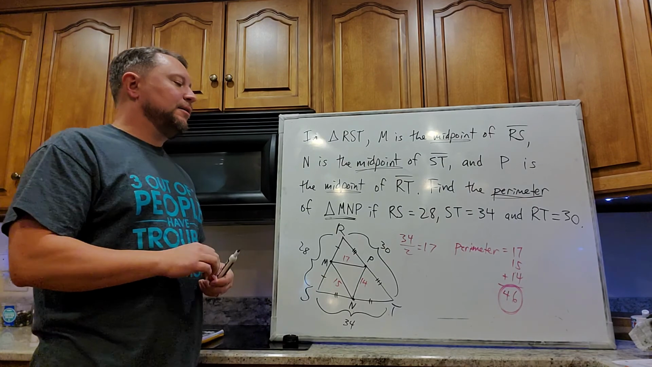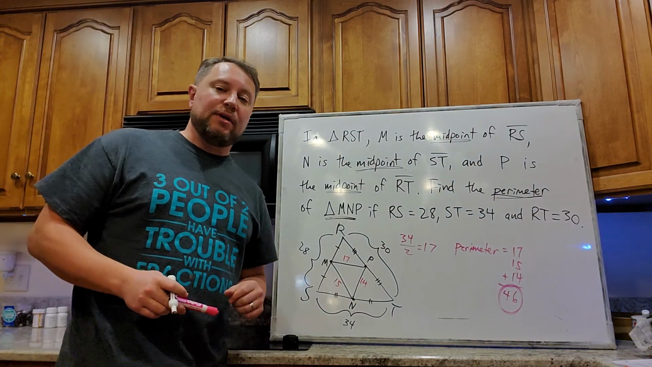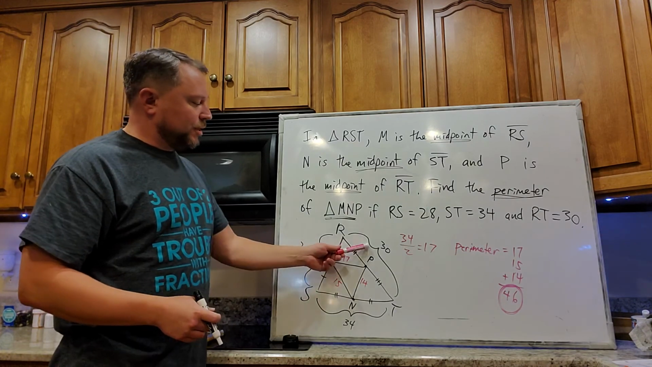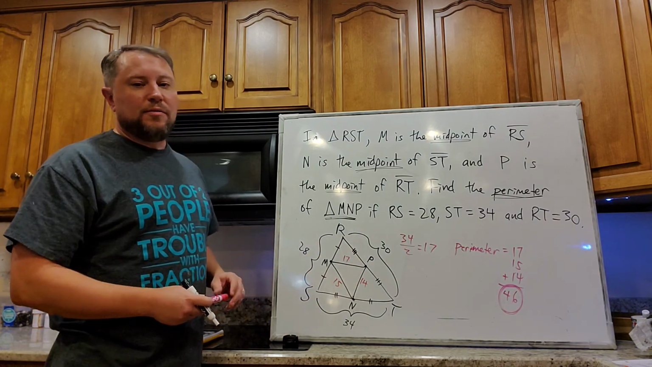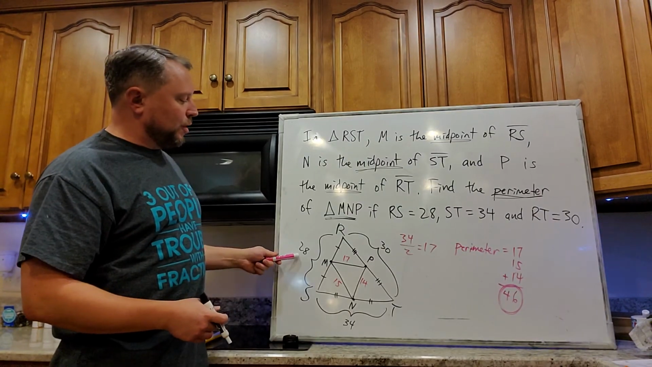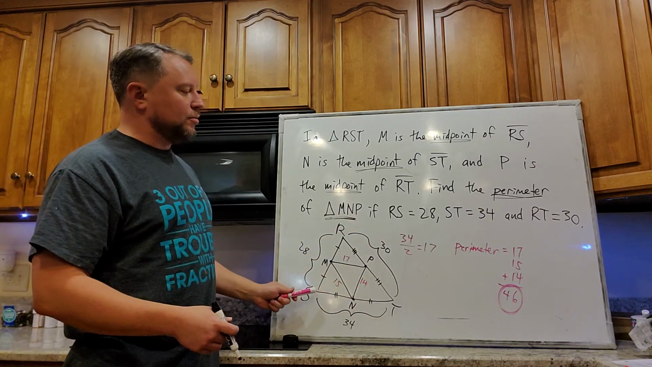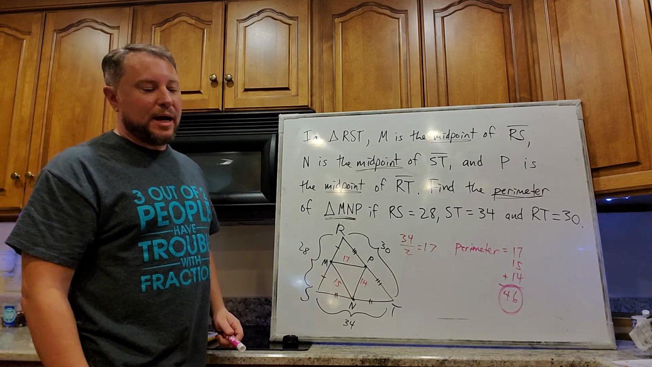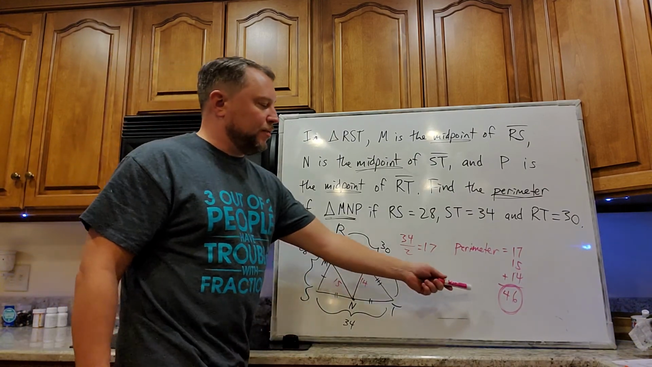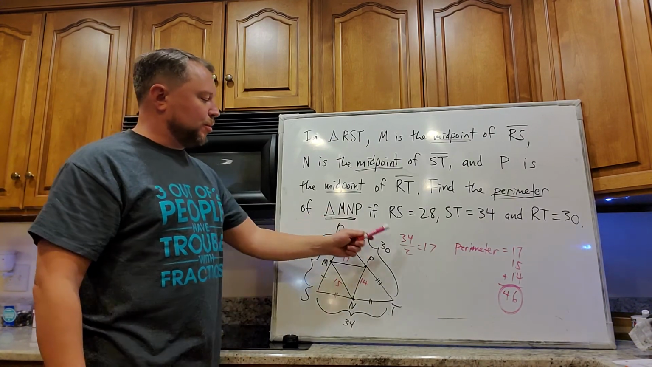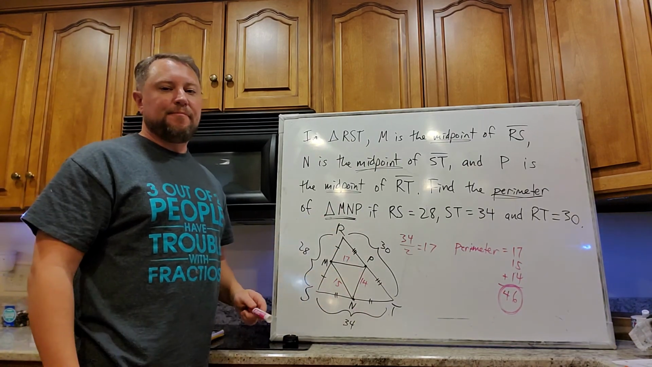Which, by the way, if you want a bit of a shortcut, if you know that all 3 of these are going to be half of all 3 of these, you could have found the perimeter of the bigger triangle. You could have just added up all 3 of those and just cut that perimeter in half. The perimeter of this smaller triangle, 46, should be exactly half of the perimeter of the bigger one.